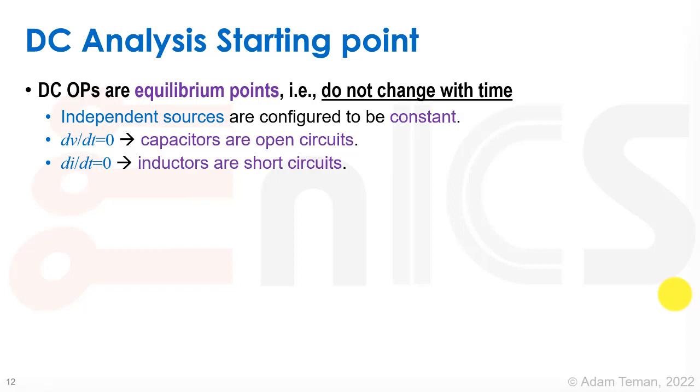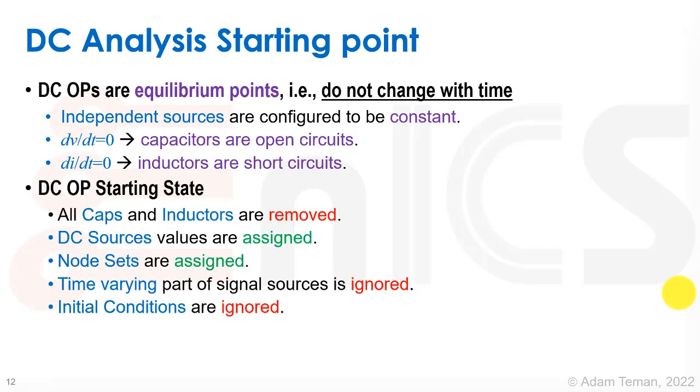And that means that capacitors are open circuits and inductors are short circuits, and then we can basically just remove them from the circuit. What is the starting state of a DC operating point?